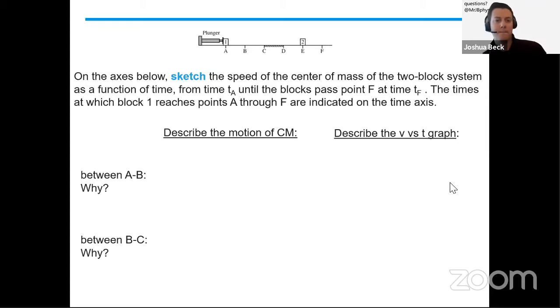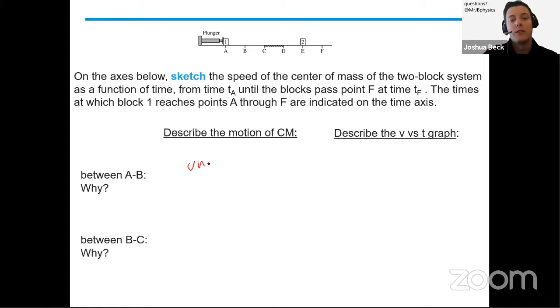Let me just kind of mimic that. No, you want to think about what is actually happening, and then how can I portray that in a graphical form? So between A and B, describe the motion. Well, it starts at rest, and then this plunger is going to push it, and it's going to pick up speed. So if its speed is increasing, we call that an acceleration.